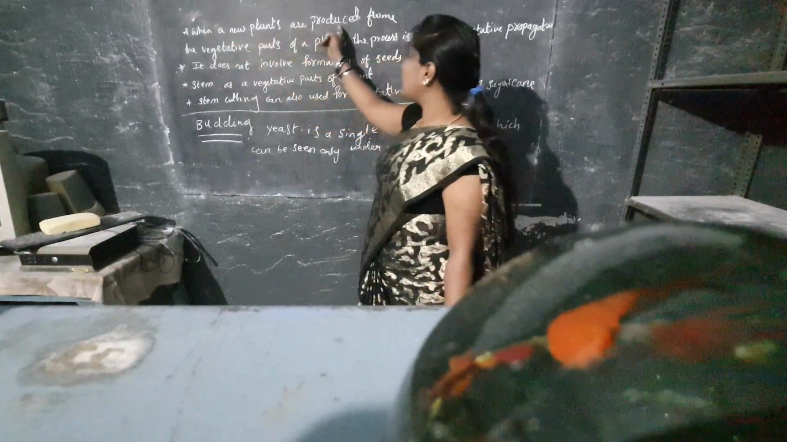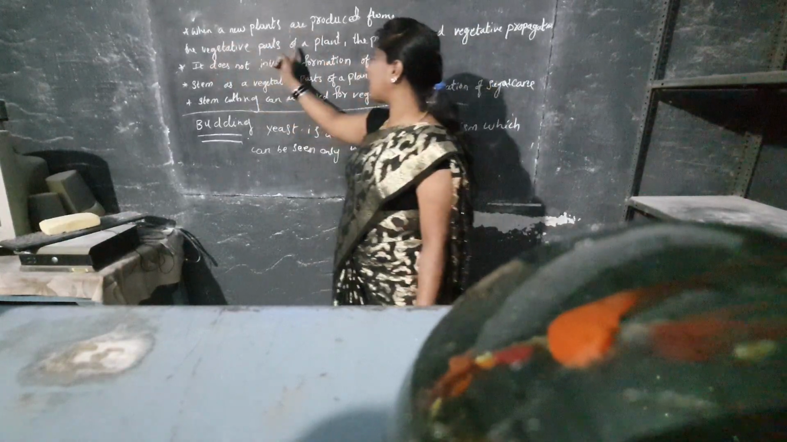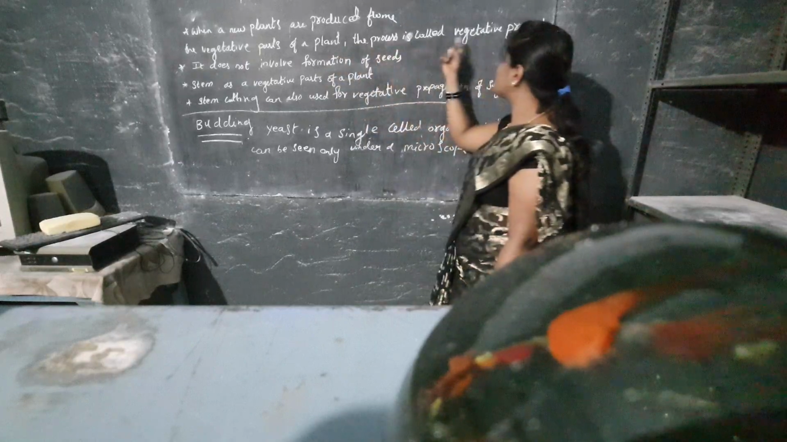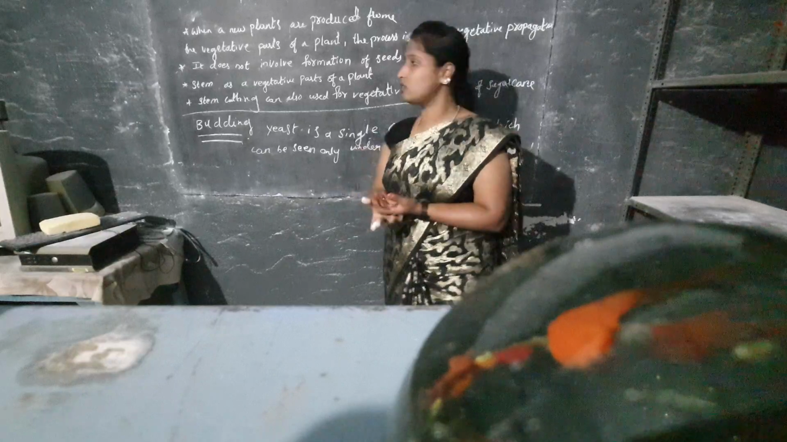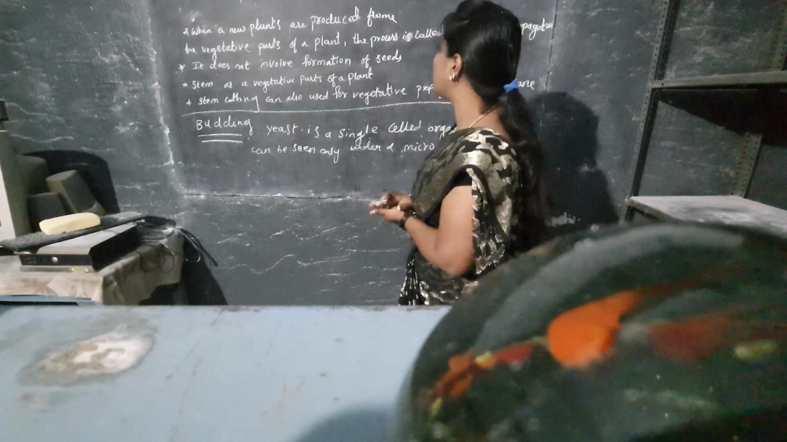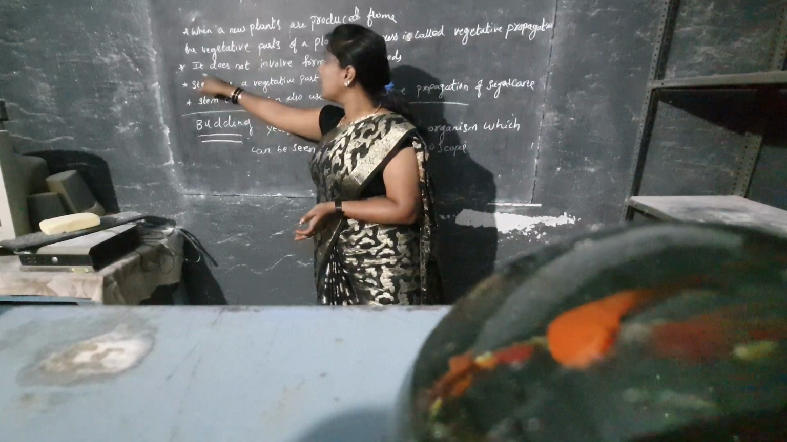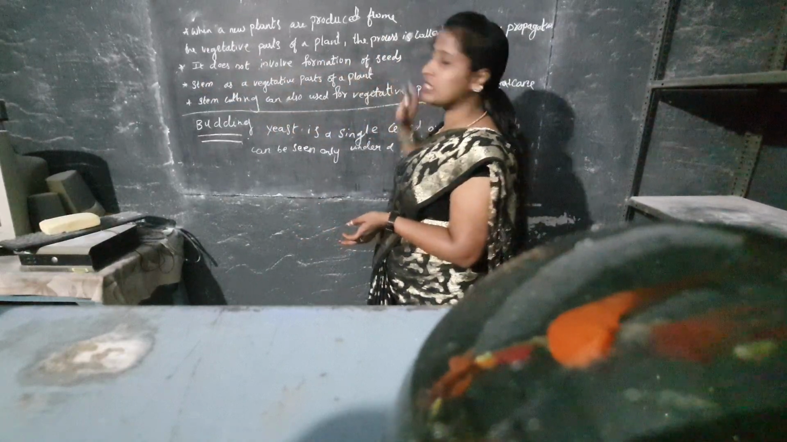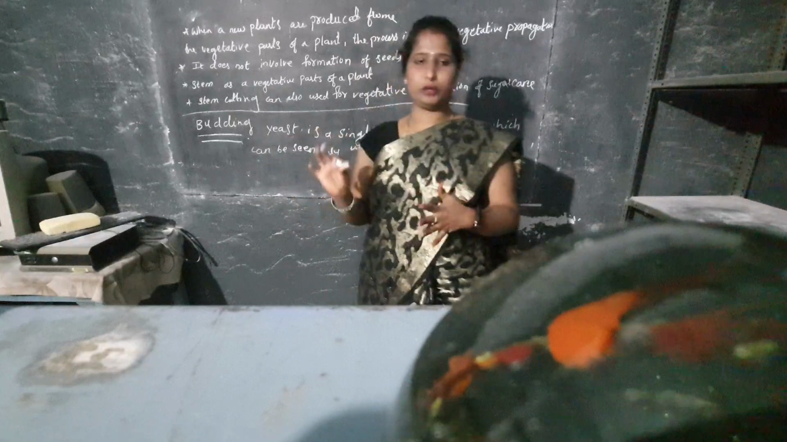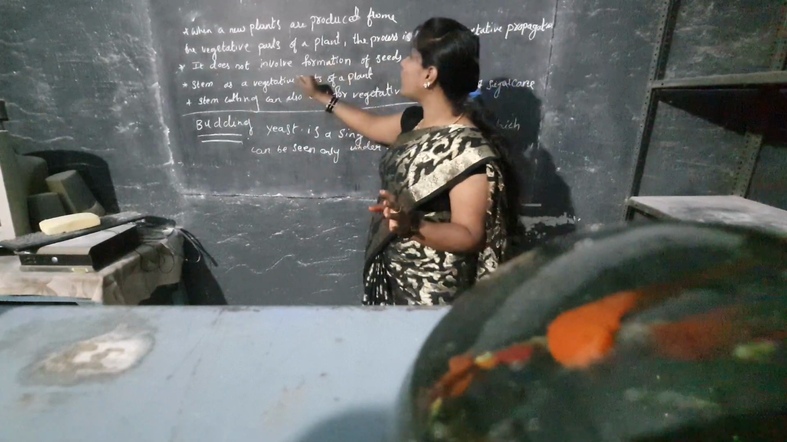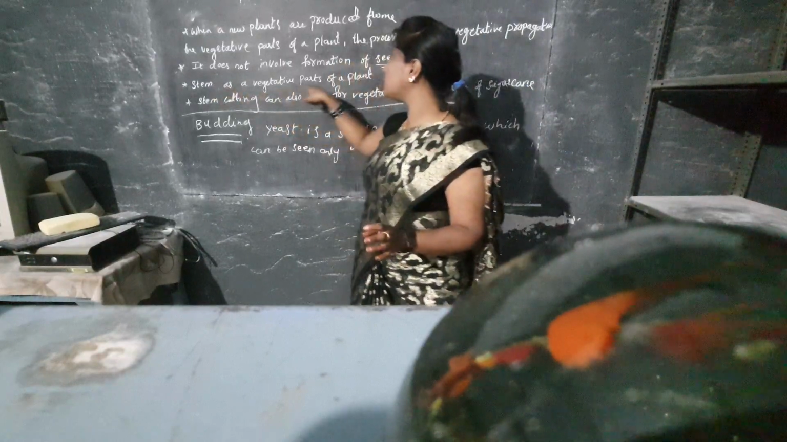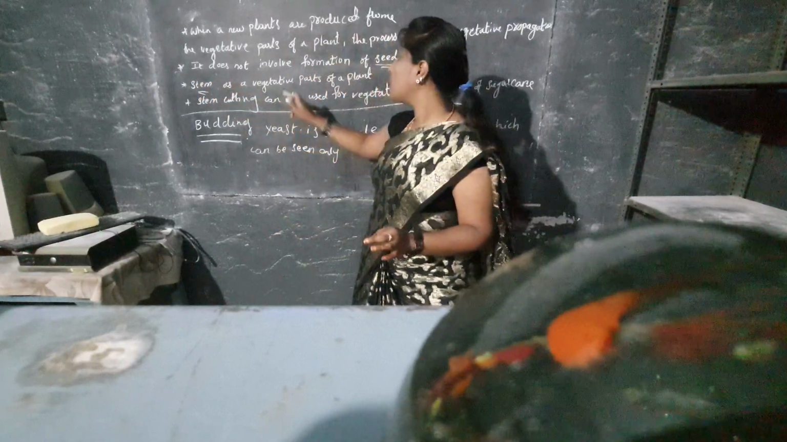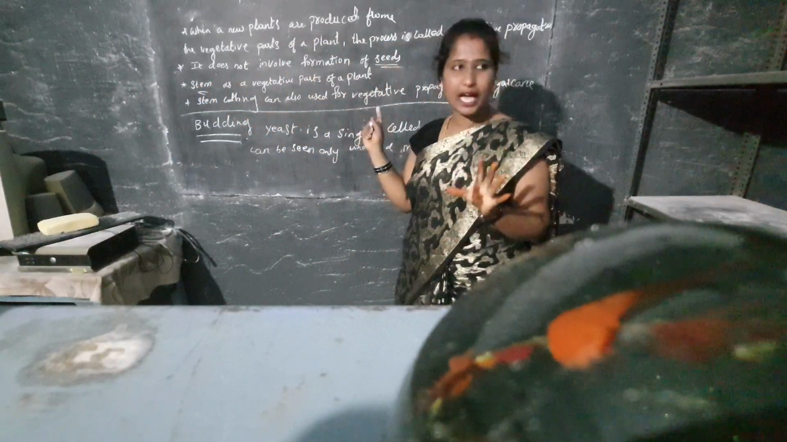When new plants are produced from the vegetative part of the plant, the process is called vegetative propagation. When a new plant is produced, children, that process is called what? Vegetative propagation. It does not involve formation of seeds. This vegetative propagation does not involve what? Formation of seeds. Okay? The stem is a vegetative part of a plant.